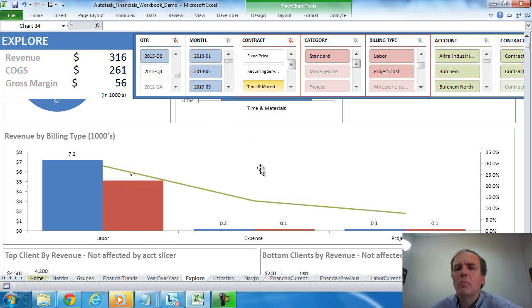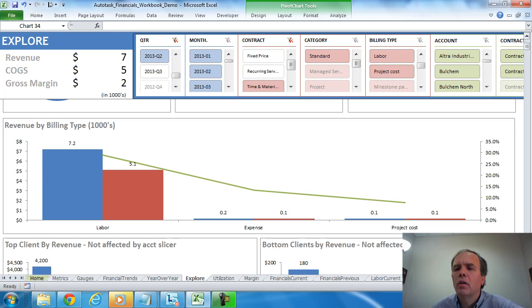Or I could drill into time and materials and then see the time and material work where it was labor, it was expense, it was project work, and see how that actually worked overall. So this is where you can drill into those specific types, and you can even drill into a specific account. You can drill into a specific contract that was associated to the work.